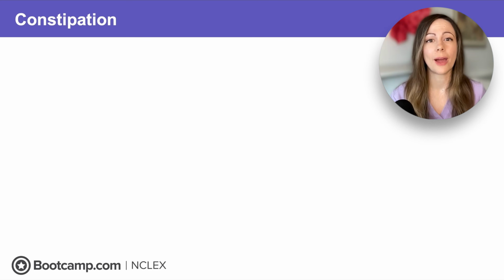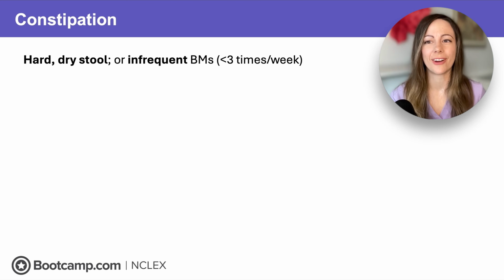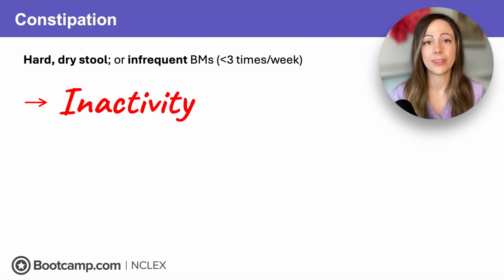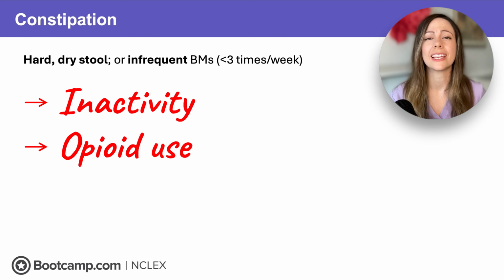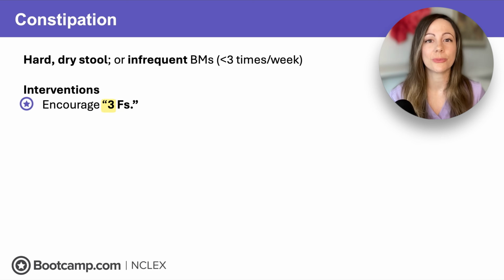So constipation, I want you to think too hard and too slow. So these are hard, dry stool or infrequent bowel movements, that is, less than 3 times a week. This is often caused by inactivity and opioid use, things that slow down those bowel movements. So for interventions, we encourage the 3 F's.